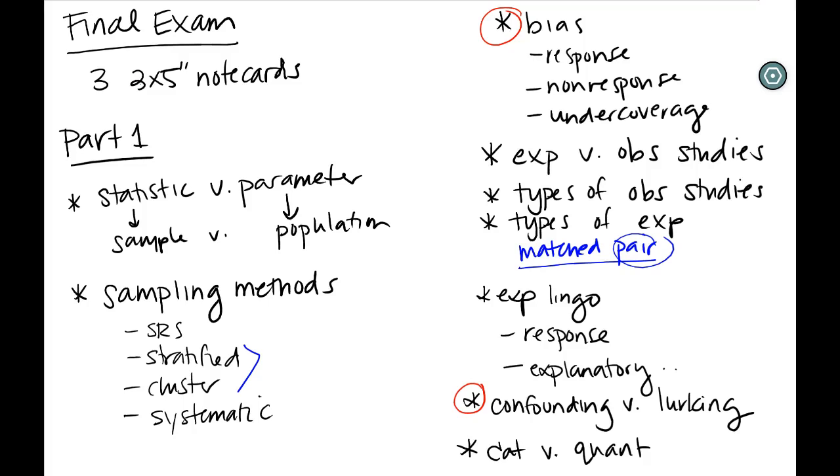So those two, and then the ones that you want to pay the most attention to here, probably going back to experimental lingo, sampling methods, statistic and parameter, telling experiments and observational studies apart, and then of course that matched pair idea, the paired versus independent samples that we saw in part 8. So that's part 1. I'll make a new video for part 2.